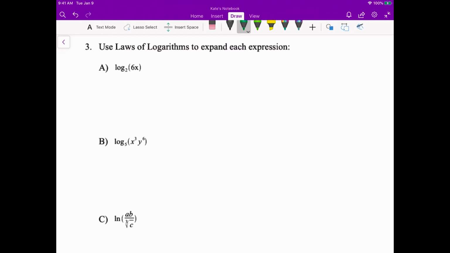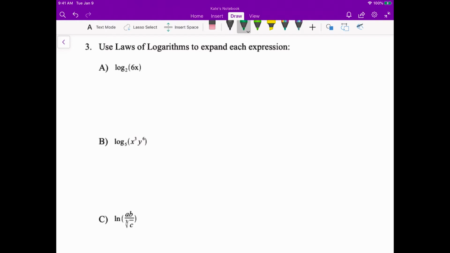In this video, we're going to finish up the 9.5 lesson on log properties, and we're going to start with example number 3, and we're going to try and expand each of these logarithms, which means we're taking a single logarithm and we're going to expand it into multiple logarithms.